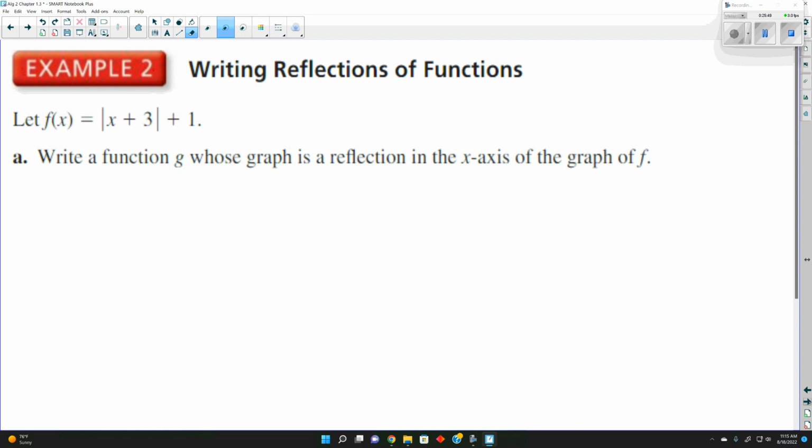Now, the first one here, we want to write a function g of x, whose graph is a reflection in the x-axis. So for our general form of the x-axis, we're looking at negative f of x. So that's the general form of this reflection. So what is our function? The absolute value of x plus 3 plus 1. So we can replace f of x with that.